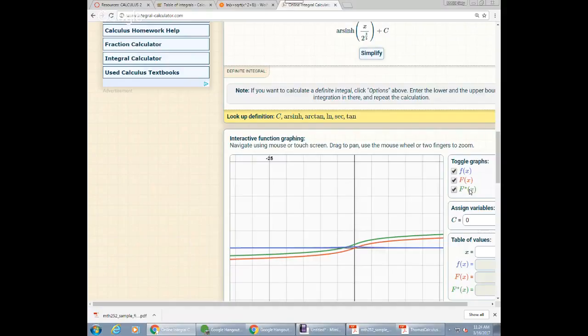I believe that is an area function. Notice it's the same shape as the red one, but shifted.